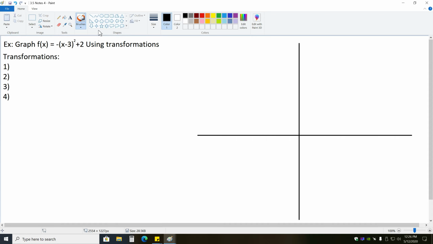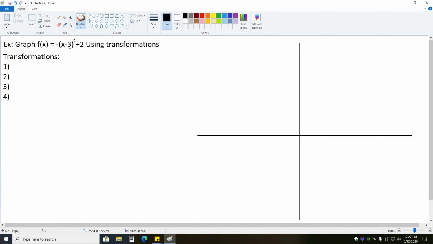Alright, so for our last few examples here, I want us to combine all of the transformations we've learned into one process to find a decent sketch of a graph that is more complicated than just one transformation happening. So for this example, I want us to graph f of x equals negative times the quantity of x minus 3 squared plus 2. And we have a process to go about this, an order that we should follow.